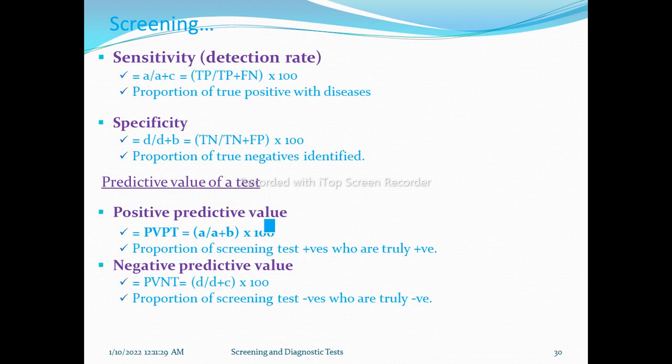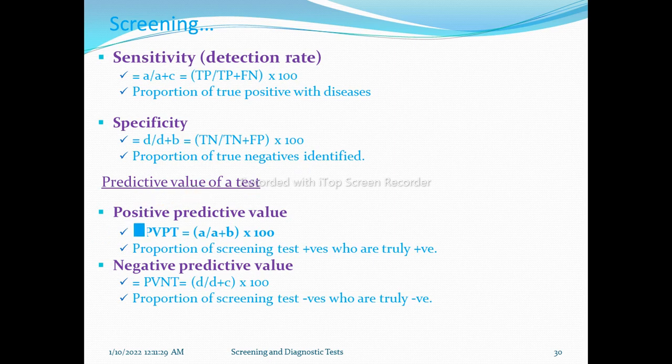So this is as a revision or summary. Sensitivity is equal to A over A plus C, true positive over true positive plus false negative, times 100. It is the proportion of true positives with disease. Specificity is equal to D over D plus B, meaning true negative over true negative plus false positive, times 100. It is the proportion of true negatives identified.